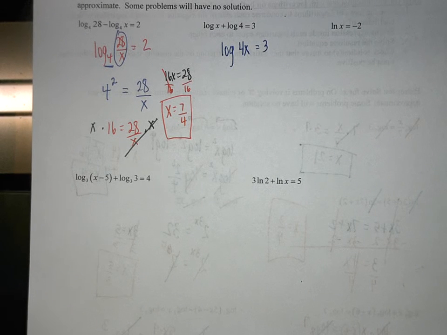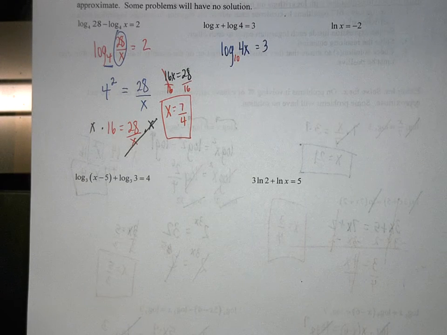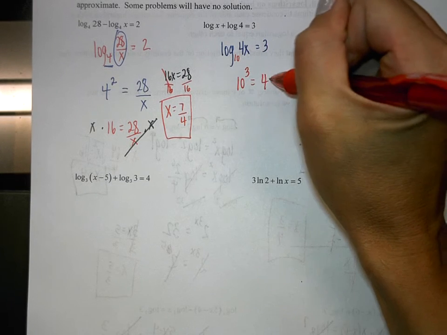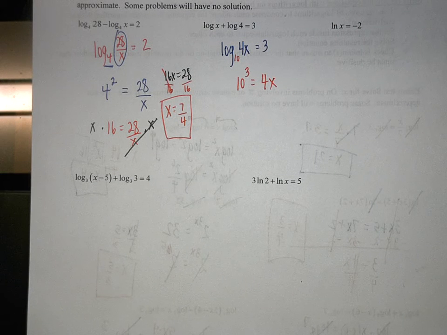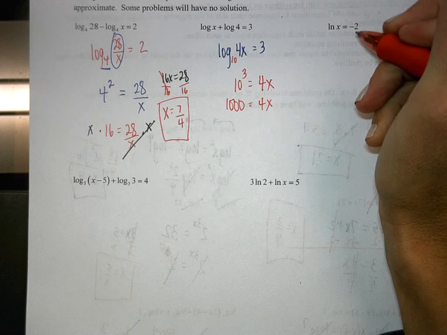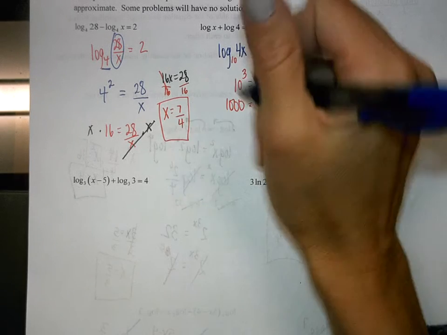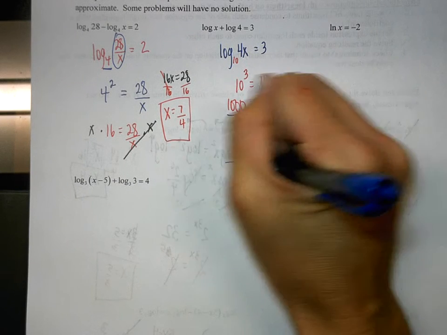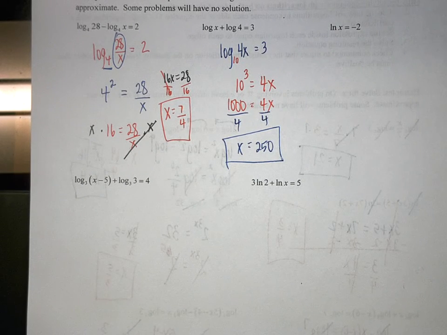But what is my base on this one? 10. So you might want to write a 10 there to help you out. And so when I change this one to exponential form, how will I write it? 10 to the 3 equals 4x. Perfect. 10 to the third equals 4x is correct. And so what is 10 to the third power? 1,000. So we have 1,000 equals 4x. And then my last step would be to do what? Good. Divide by 4 is correct. So x equals 250. Any questions?